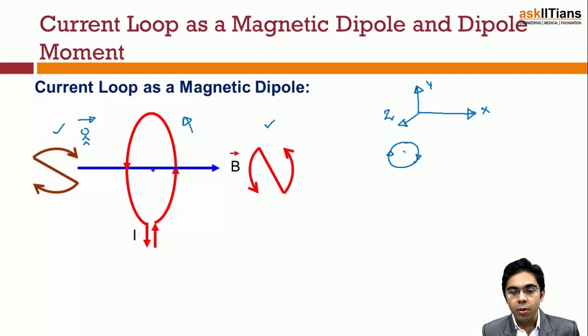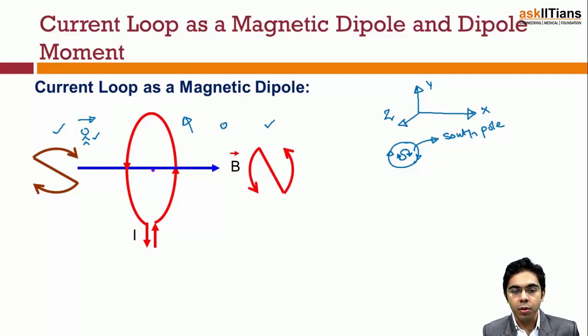Now if I draw the symbol S and extend its ends like this, this is going to act as the south pole. Therefore, if you look from the left hand side, the direction of the current looks clockwise, so this side will act as the south pole of the current loop.